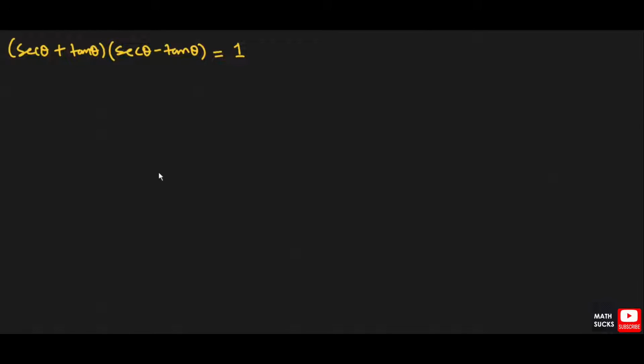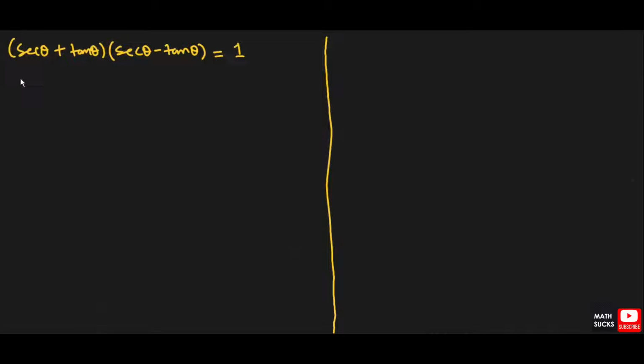In this video, I'll show you how we can prove that this bracket multiplied by this is equal to 1. There are two possible ways we can do this. One is the easiest, the other is a bit longer, but both take us to the same answer.